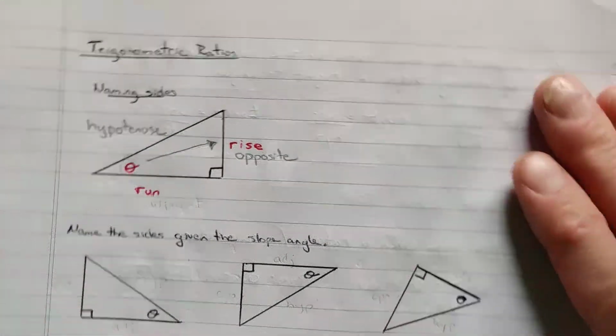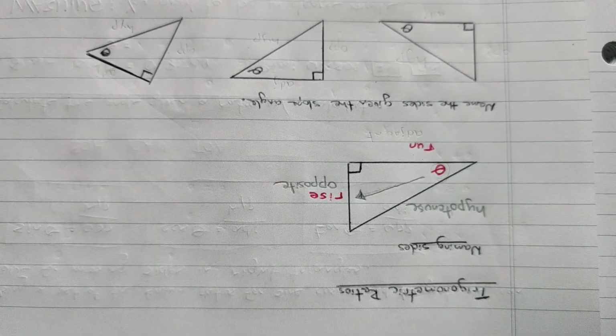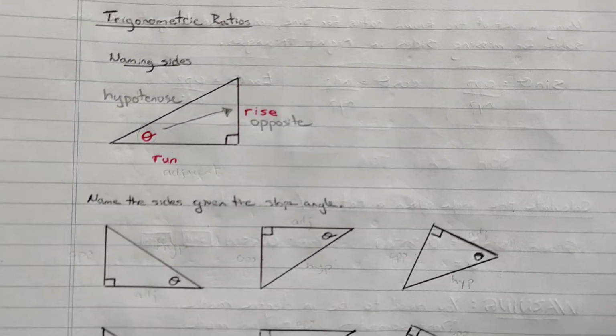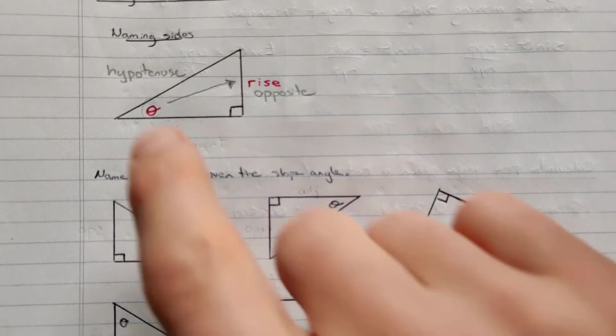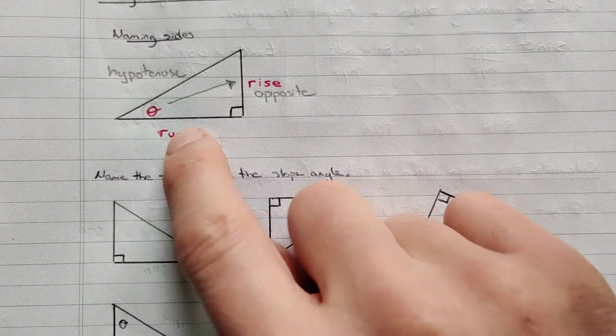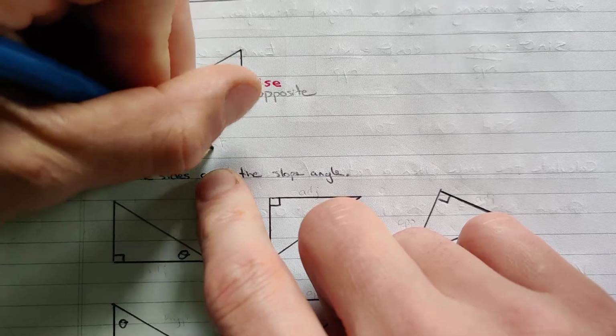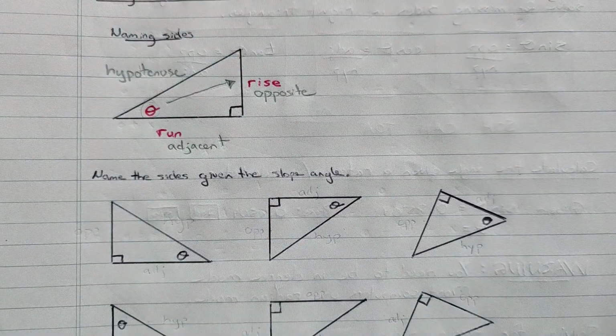And again, the rise will not always be going up. Now it's not rising, but it's still called the rise because it's the furthest side away. It's the opposite side. Okay, so the opposite side of the triangle is always going to be the furthest away from the angle. The run is then called the adjacent. So that's the adjacent side.